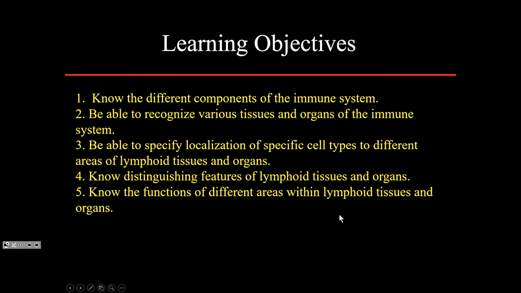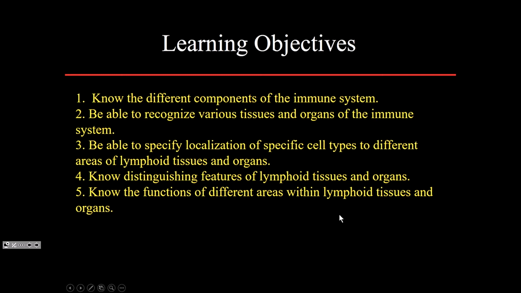So things to learn: know the different components of the immune system, the different organs, tissues, things like that. Be able to recognize them, okay, and be able to tell where different types of tissues and organs reside within the body and in different areas of different lymphoid tissues and organs. Okay, be able to identify them, be able to distinguish one type of lymphoid organ or tissue from the other. That can be confusing sometimes because it's a whole bunch of lymphocytes.